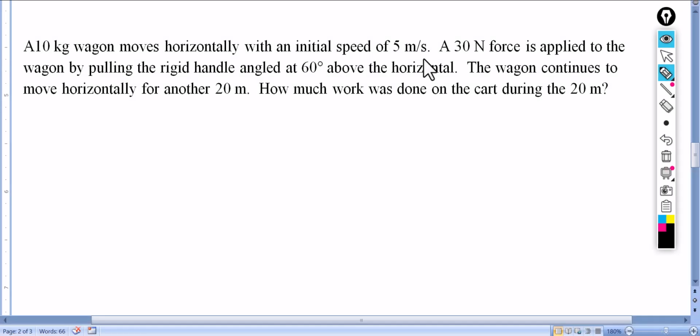So we're going to go ahead and talk about work, but with angles. And these tend to be one problem per test. So you're guaranteed to have one of these questions on the test. So let's look at our first scenario where we have a wagon that's being moved horizontally.